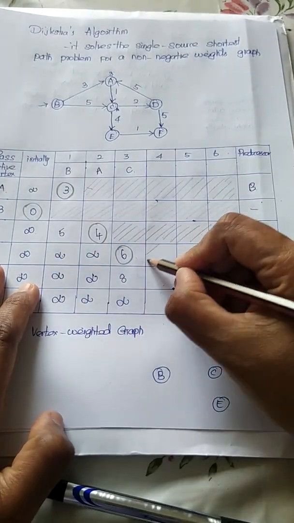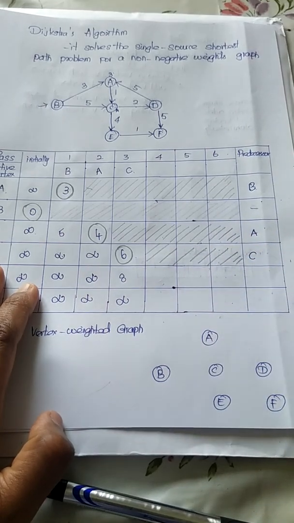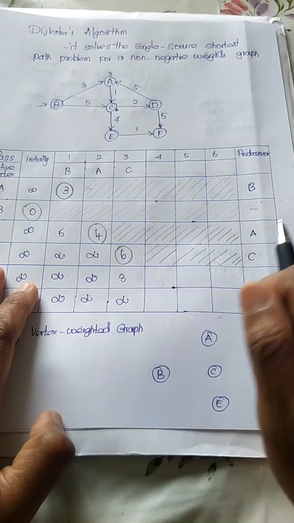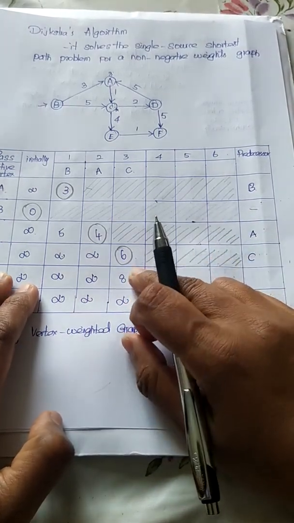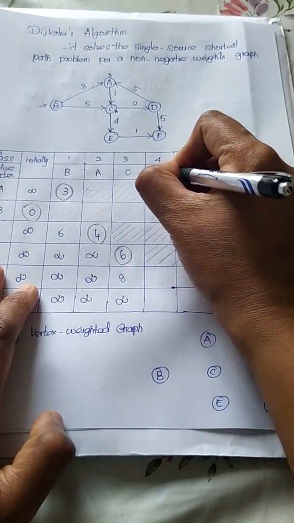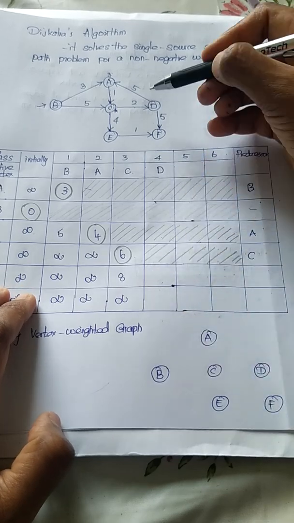When you finalize the cast, shade that row. So I'm not going to recalculate that row. Fine. So this is the cast now. So C. So C to D. Okay then. So now I'm going to start from D. Okay. So D to E.